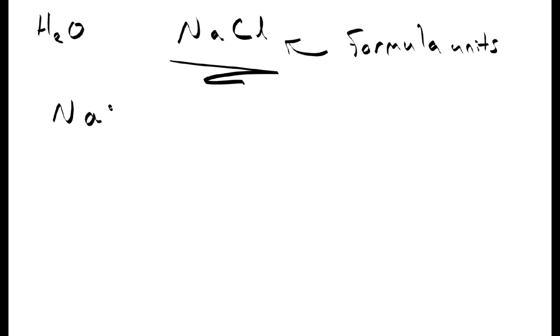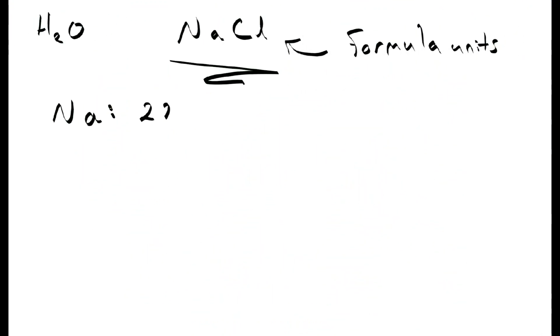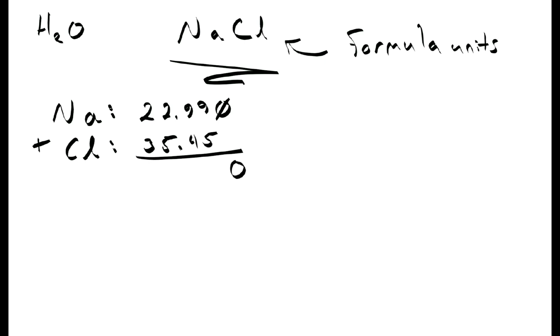So sodium, go to the periodic table, 22.990, and chlorine, while we're here, 35.45. 22.990 plus chlorine, 35.45, gives 58.44 atomic mass units. So that is the formula mass.